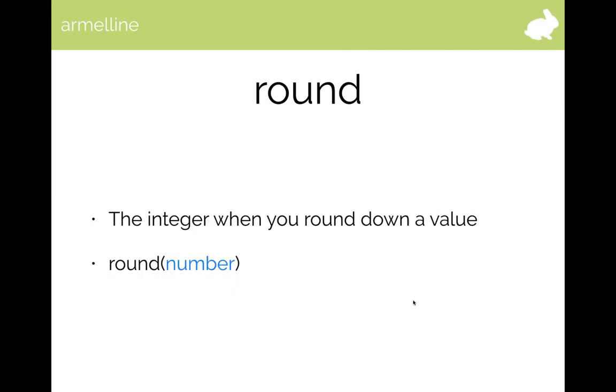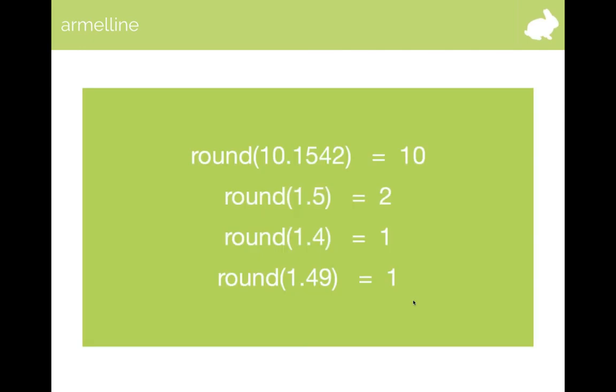So very handy one. Round is essentially taking a decimal and rounding it to an integer. So rounding it to a whole number. So you just put the number you want to round. So round 10.1542 will just round to 10. No matter how many digits after the decimal, it will just round it to that whole number. And it will round up from 0.5 and down anything below 0.5.